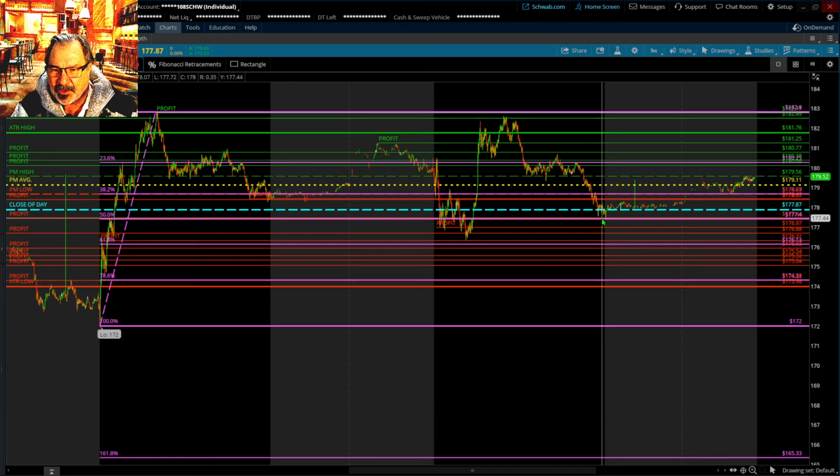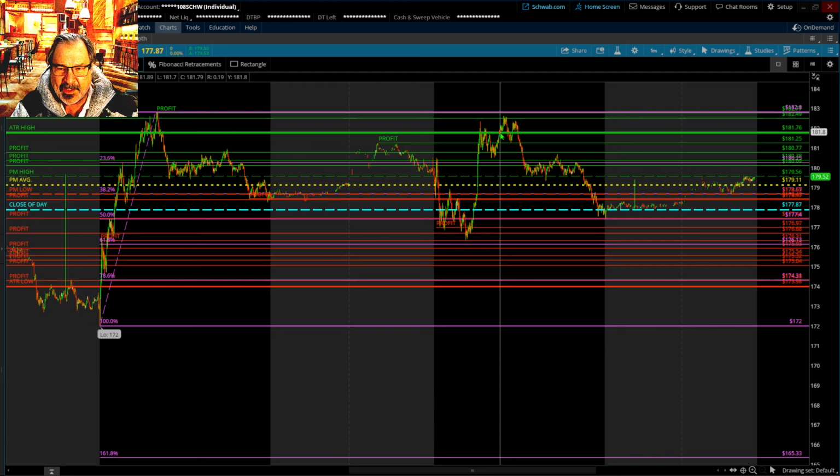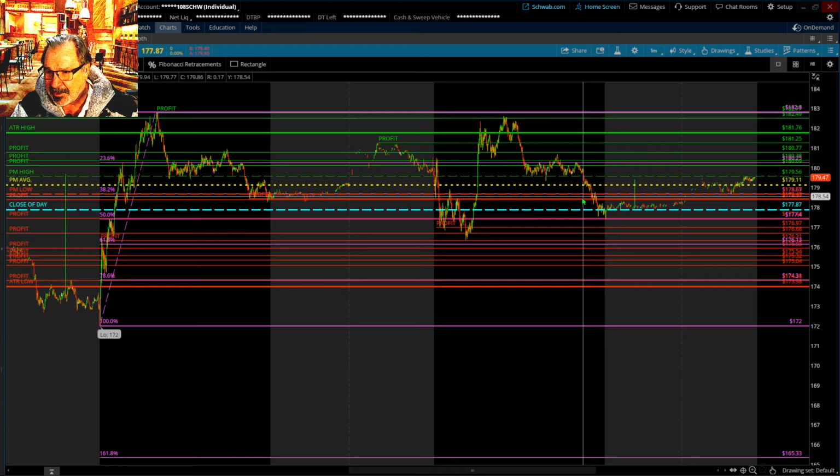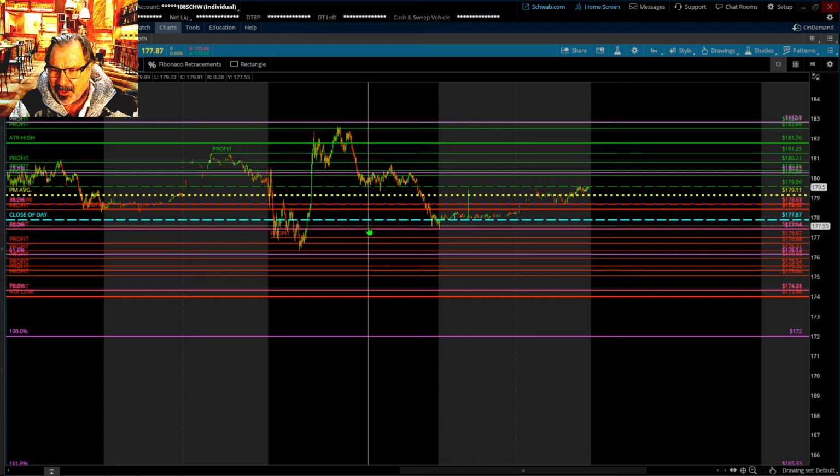I mark some of these above the ATR, but typically I don't. Profit there. That one hit here from here all the way over, to here. Actually, from way over, that one hit again, from way back. That's the previous days back there. And then now we're on to today. So that's basically how I mark those.